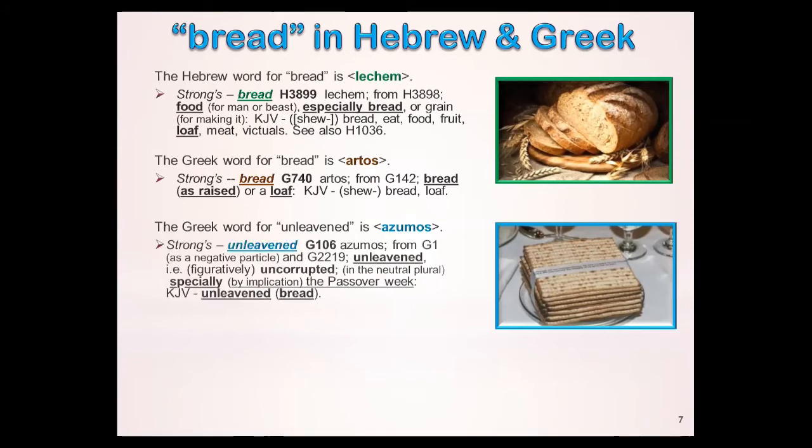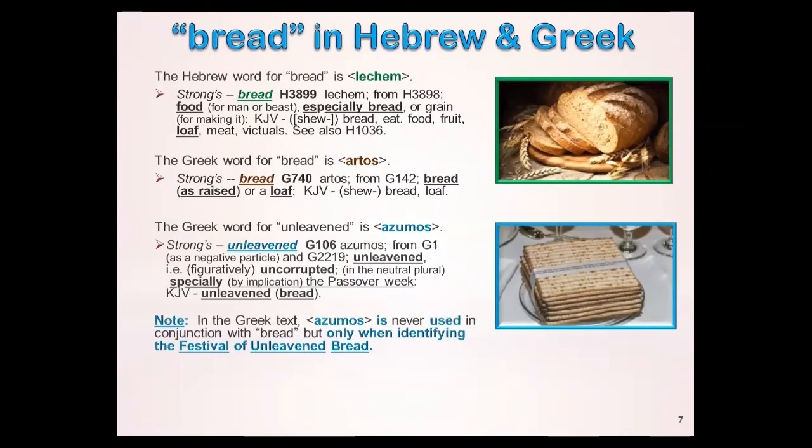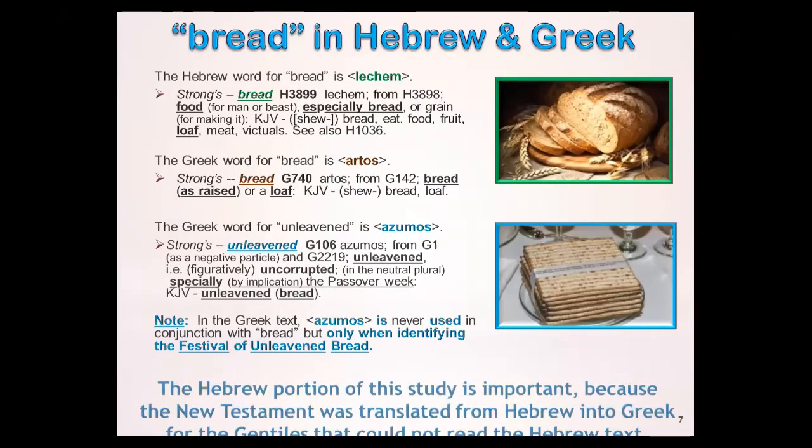Well, there is another Greek word for unleavened, and it's azumos. It is G106, and it is definitely unleavened or uncorrupted, specifically unleavened bread, and specifically for the Passover week. I want you to note that in the Greek text, azumos is never used in conjunction with bread, but only when identifying the festival of unleavened bread. That's an interesting thing to keep in mind.